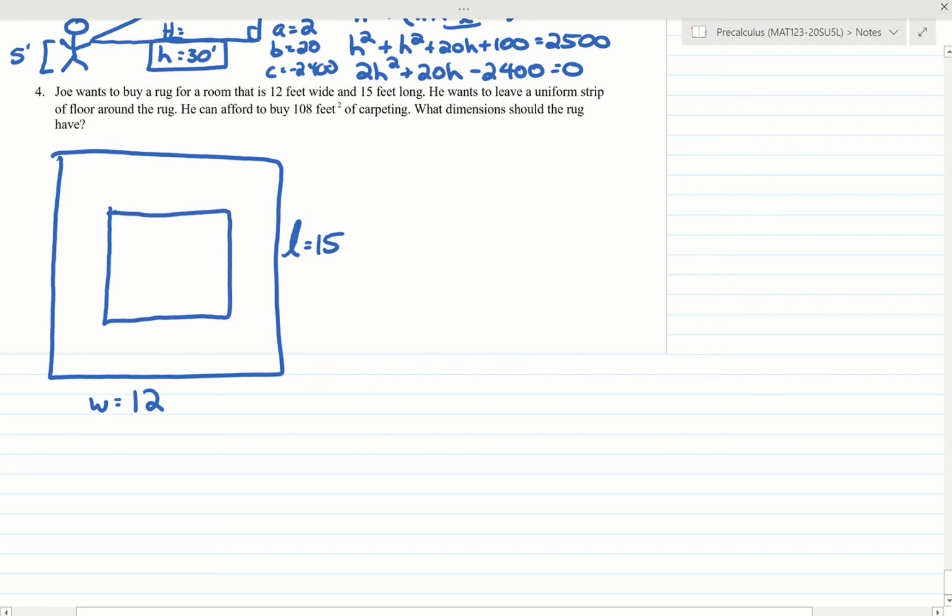It's going to go in the middle of the room, and it's going to have the same distance all the way around. He could afford to buy 108 square feet of carpeting. So that means that this area is 108 square feet. What dimensions should the rug have? Okay, well, if it has to have the same distance all the way around, let's call this distance x. And this distance is x. So the distance from the width and the length, that's going to be x all the way around.